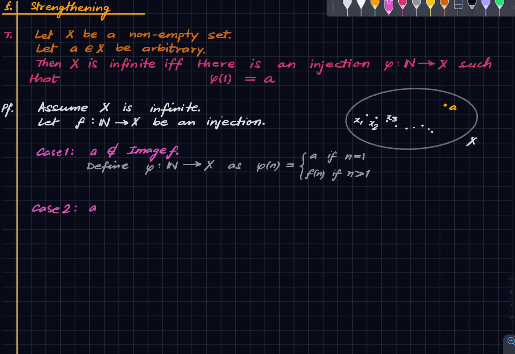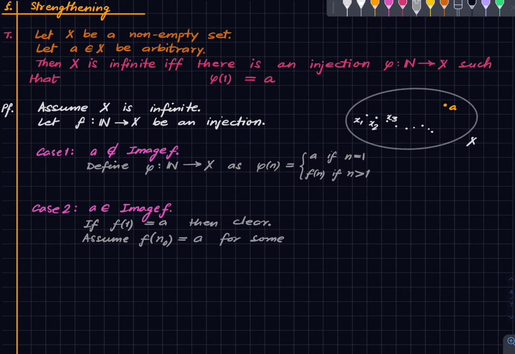that A is in the image of f. So here also there are two cases. If f of 1 is A, then we are already clearly done. So assume f of 1 is not A, but since A is in the image of f, it will be the image of some point which is different from 1.